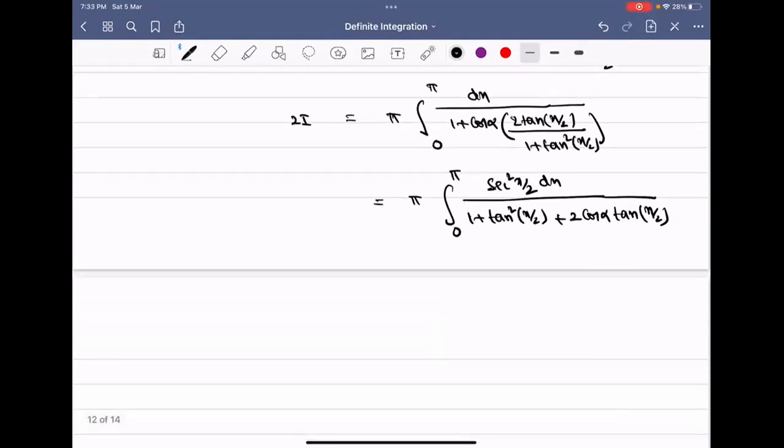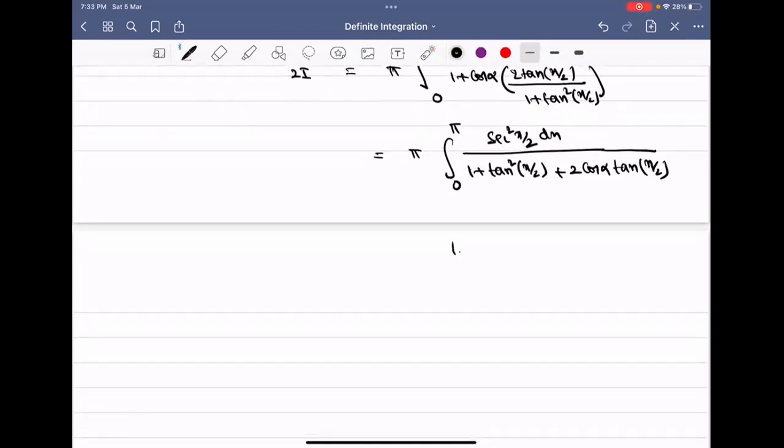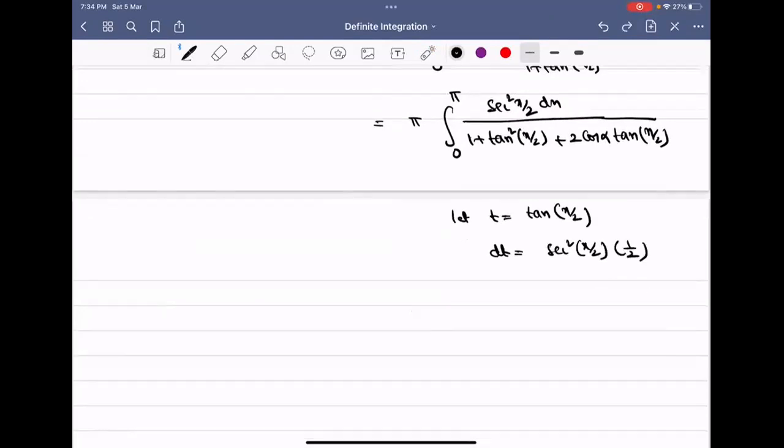Next, why I have written this sin x as 2 tan x by 2 over 1 plus tan square x by 2, is because 1 plus tan square x by 2 is secant square x by 2. If you make the substitution t is equal to tan x by 2, the differentiation is part of the integrand, that is secant square x by 2 with dx. So now let t is equal to tan x by 2. If t is equal to tan x by 2, dt is equal to secant square x by 2 into 1 by 2 from the chain rule.